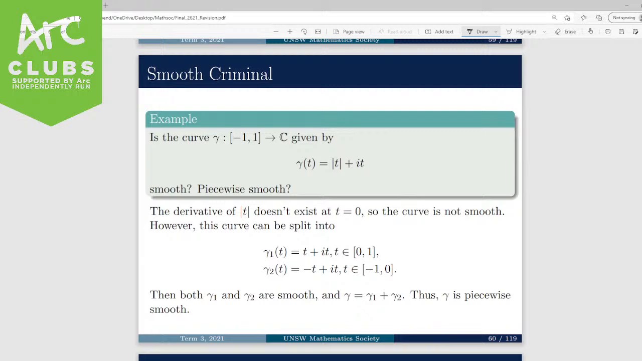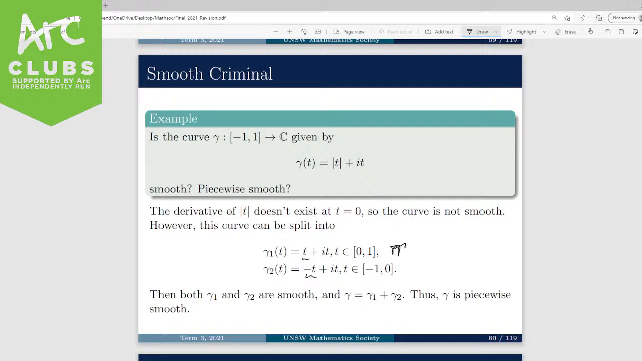But what you can do is split it by the usual definition of how you split up absolute value. So absolute value of t would be t when your t covers the 0 to 1 values, and it's negative t when t covers the -1 to 0 values. And see how individually those two curves, they're both smooth. You can see both of them have derivatives that exist.